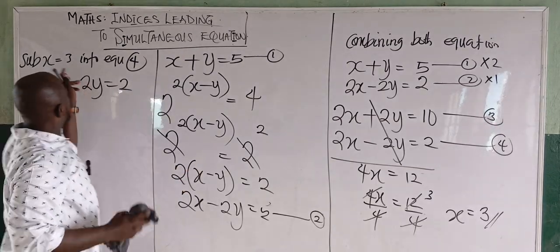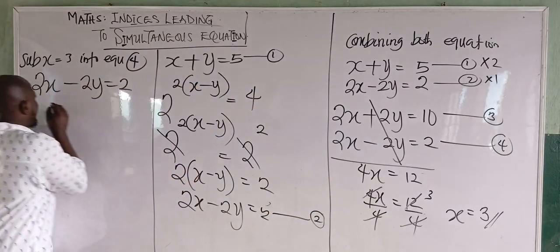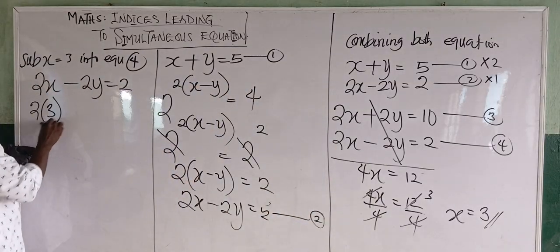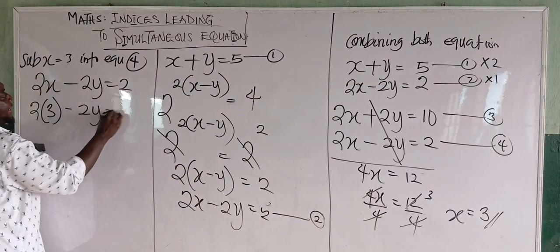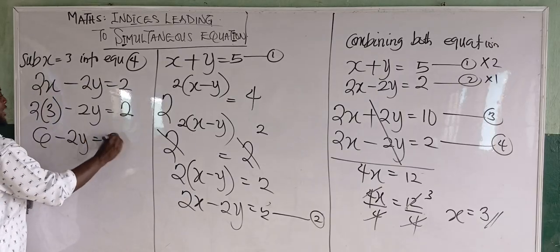Next, anywhere I see x now, I'm going to put 3 there. Don't forget 3. So I'll have that here. It becomes 2 into bracket 3. This will give us 2y. Here will give me 2. If I do the math here, this is 6 minus 2y. This will give me 2.